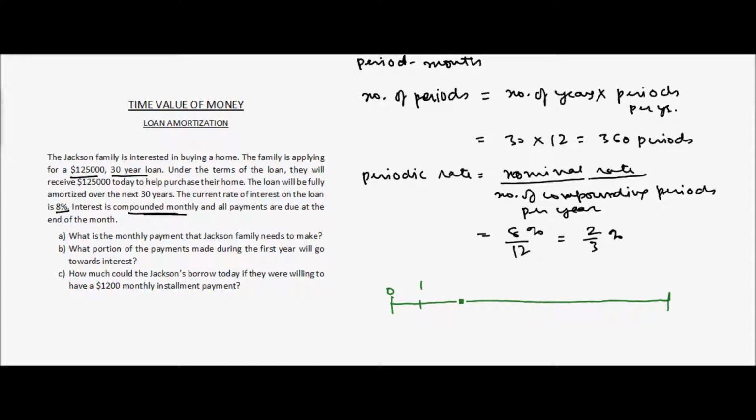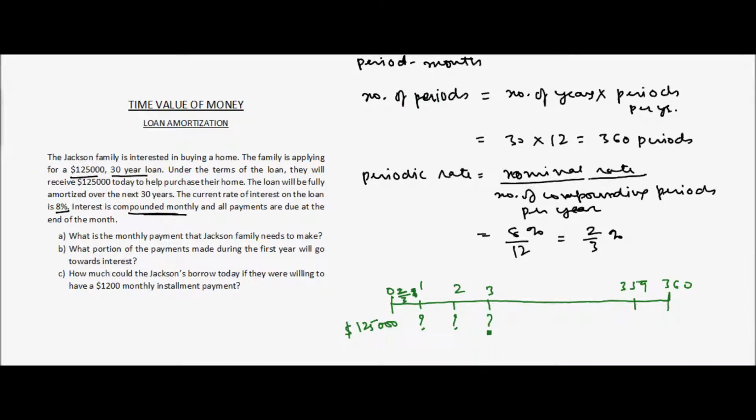Let us draw the time scale. So 0, 1, 2, 3, and so on, and then it will be 359 and then 360. These periods are in months. Rate of interest per period is 2 by 3%. The loan amount is $125,000 and we need to find out what is the monthly installment.